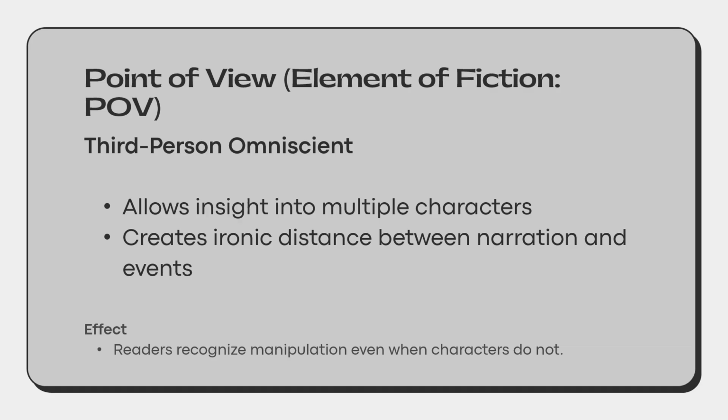Point of view. The novel is written in the third person omniscient point of view. This allows the narrator to describe events objectively while revealing how characters are deceived or manipulated. The reader often understands the truth before the animals do, creating dramatic irony and reinforcing Orwell's critique of propaganda and misinformation.